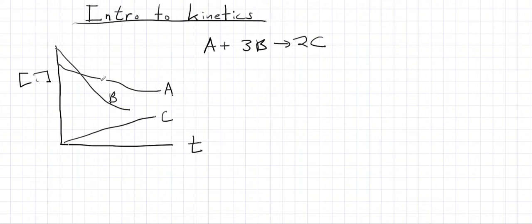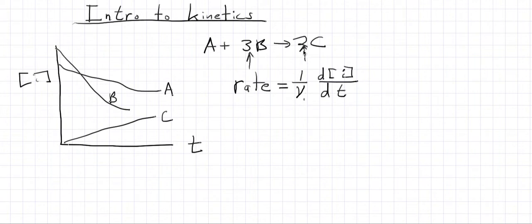So obviously, the slopes of all these lines are different. We have to have some way of writing the rate. And the way we write the rate is to define the rate in terms of those slopes. What we say is that the rate is defined as 1 over nu I, the derivative of the concentration of that component I with respect to t. In other words, this derivative is just the slopes of these lines over here. So remember, nu are these coefficients over here. And just as we did in thermodynamics, nu is going to be positive for products and negative for reactants.